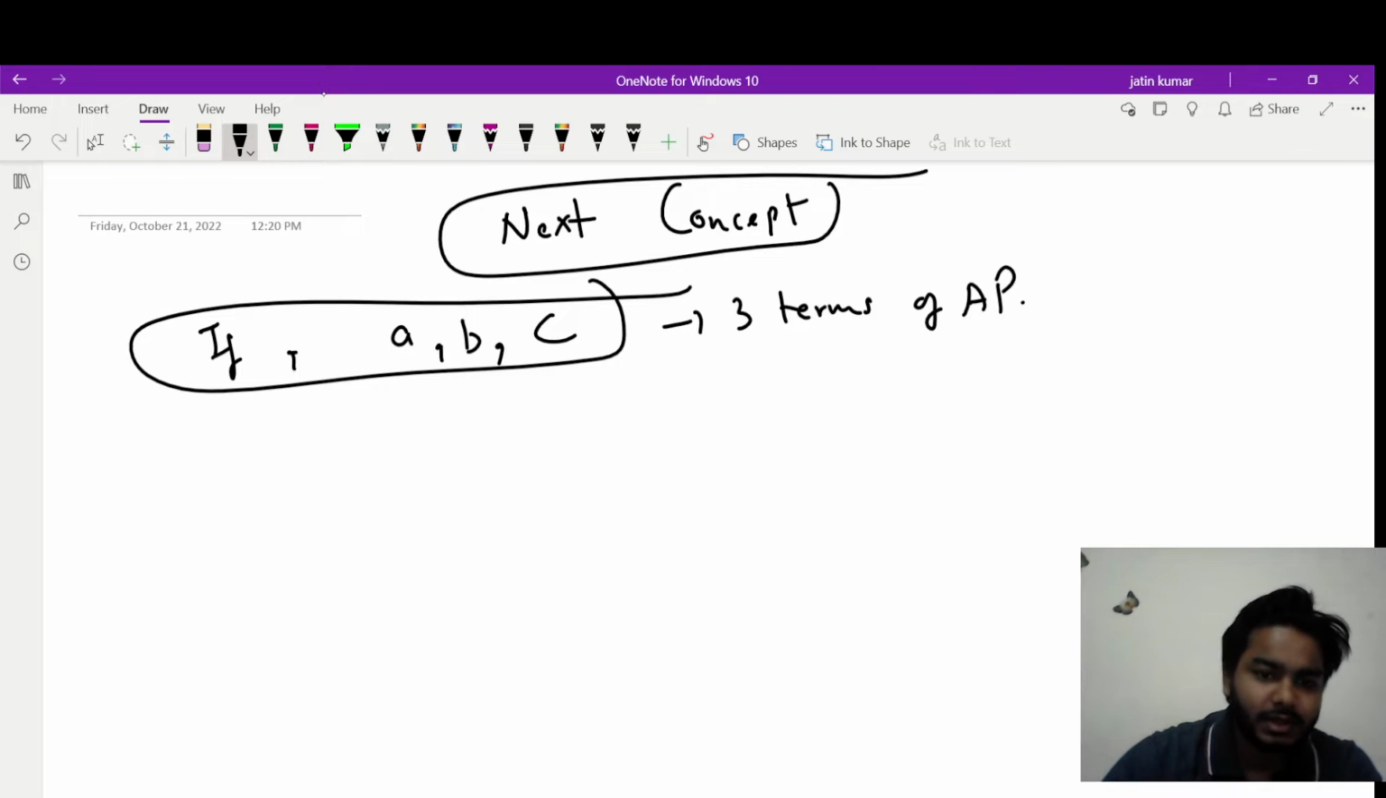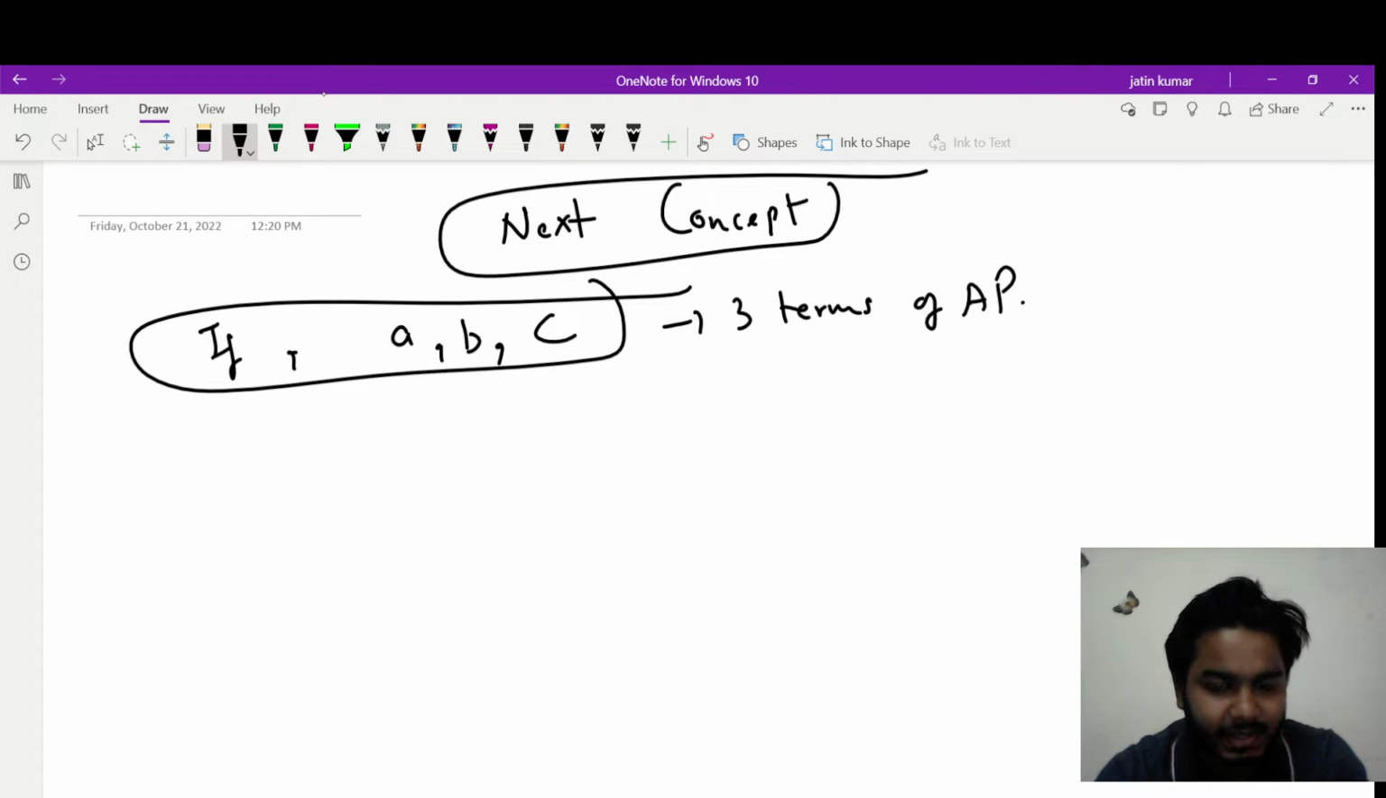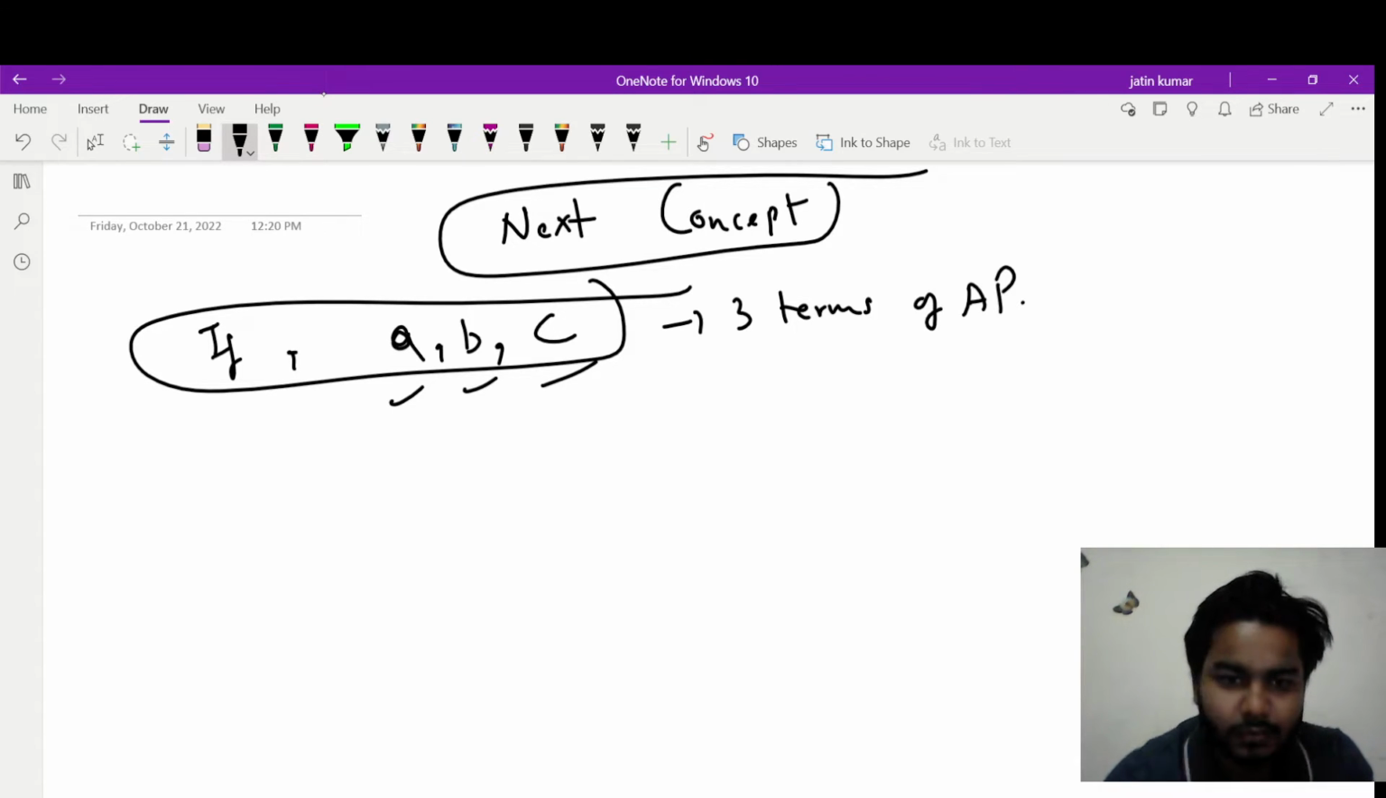can you observe one thing here? What is D? D is the second term minus the first term, or the third term minus the second term. I have told you, D is the difference of 2 consecutive terms in the AP. Now A, B, C are 3 consecutive terms. A and B are consecutive and B and C are consecutive.